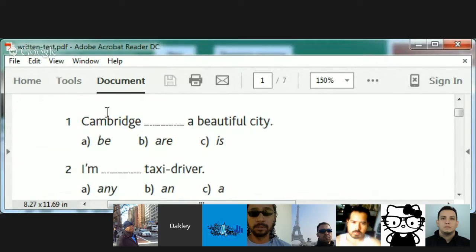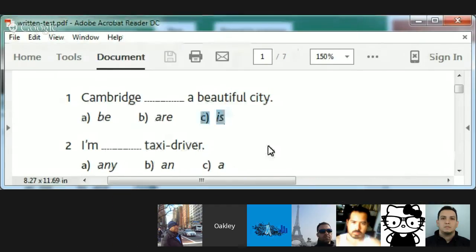Just very simple. Read the question and substitute in. They're all multiple choice questions, so substitute in the multiple choice answer. Mustafa? Cambridge is a beautiful city. Yes, it is. Okay, is. Very good. Simple present tense.